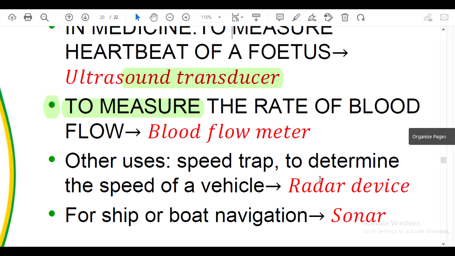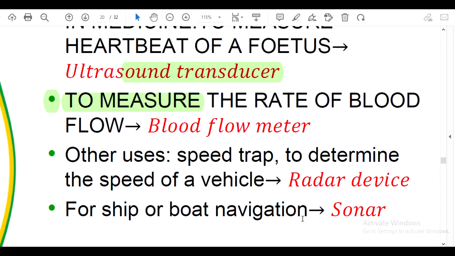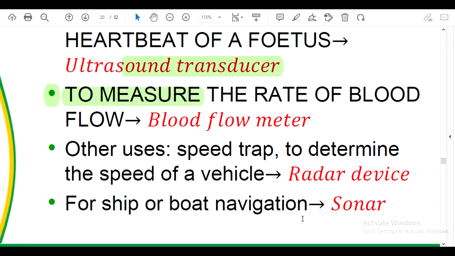And other uses of Doppler effect, it is used in speed traps to determine the speed of a vehicle. So the device that is being used is a radar device, okay? And also it is used in ship navigation, also in submarines and stuff. So it's used for navigation, and the instrument is sonar, and in speed traps it is the radar device.